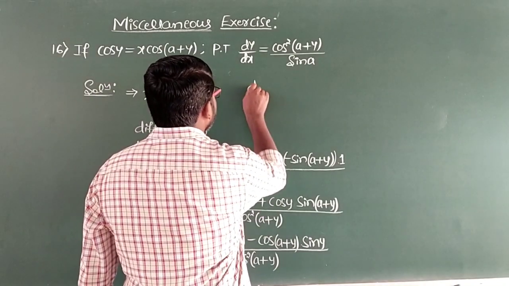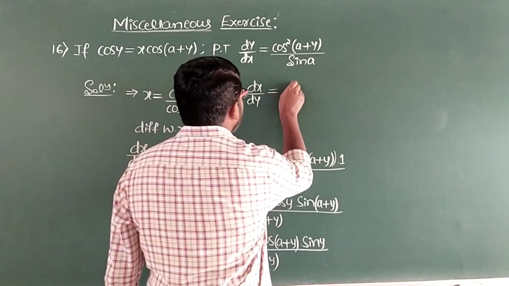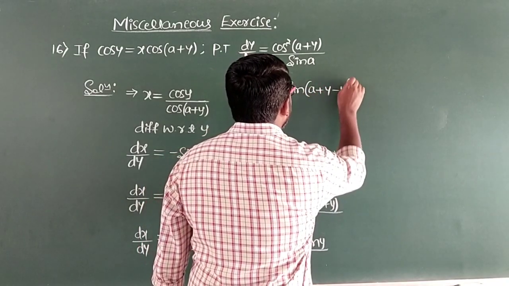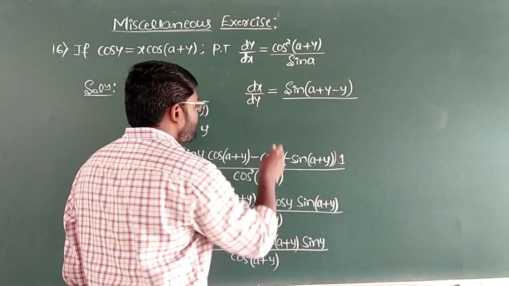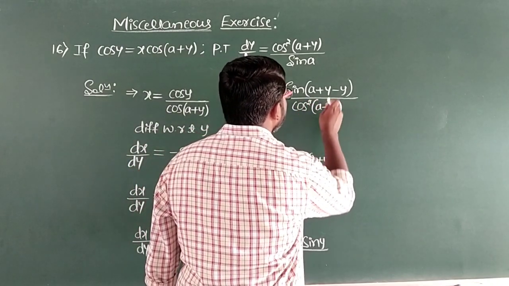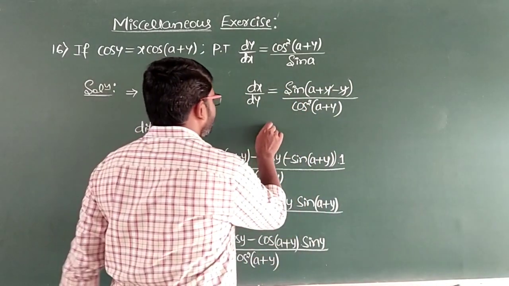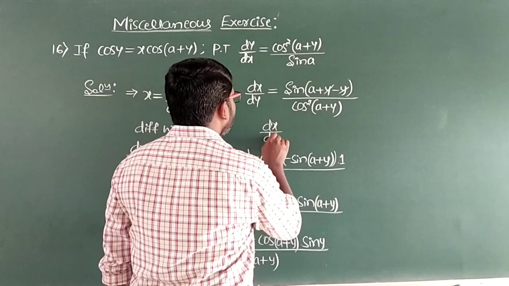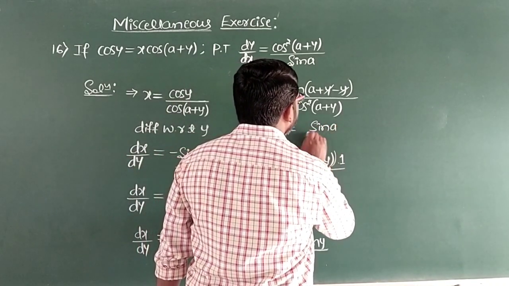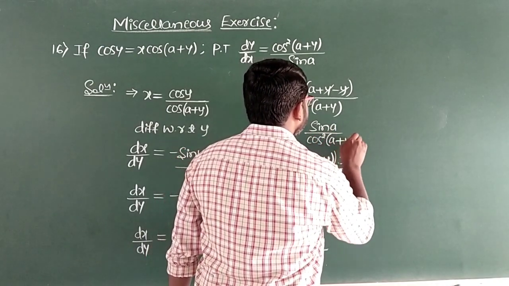So dx by dy, this is equals to sin of a minus b, sin of a plus y minus y divided by cos square a plus y. Now plus y minus y get cancelled, we have only sin a in the numerator. Dx by dy, this is equals to sin a divided by cos square a plus y.